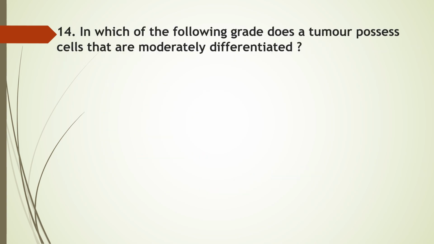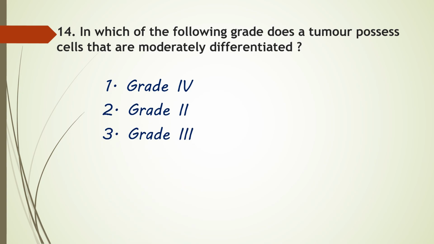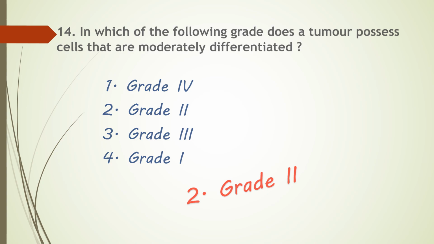In which of the following grade does a tumor possess cells that are moderately differentiated? Options are grade 4, grade 2, grade 3 or option 4, grade 1. The correct answer is option 2, grade 2, where a tumor possess cells that are moderately differentiated.